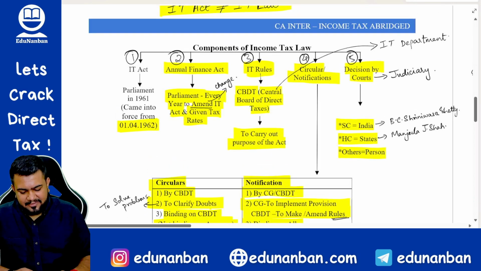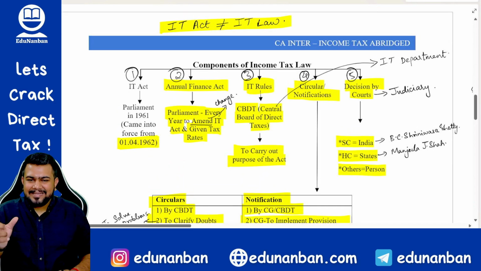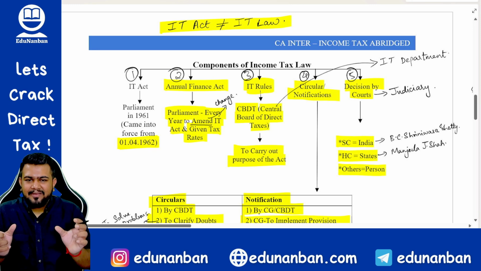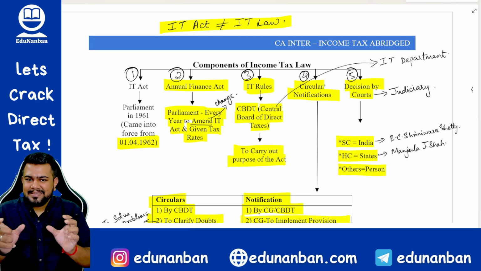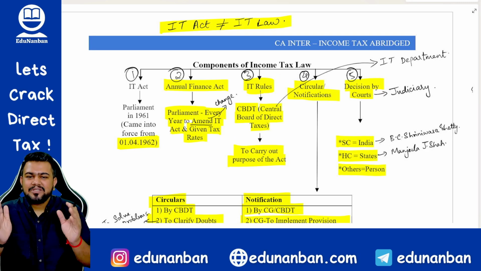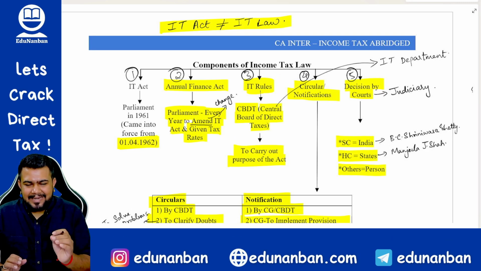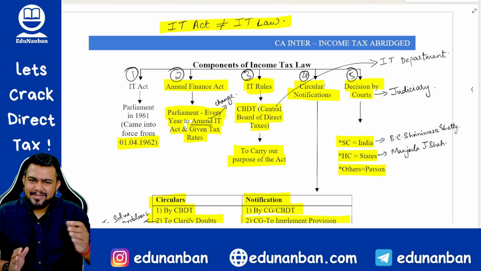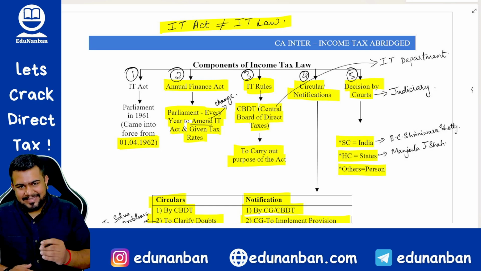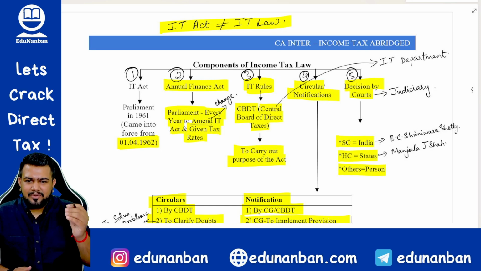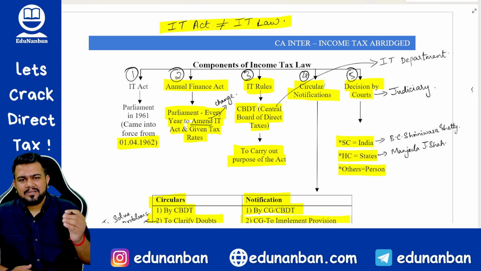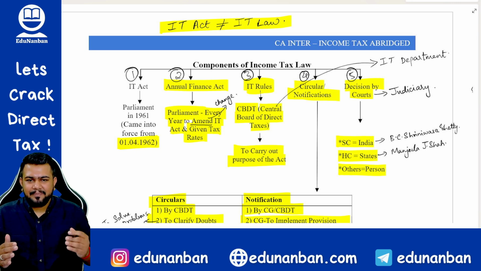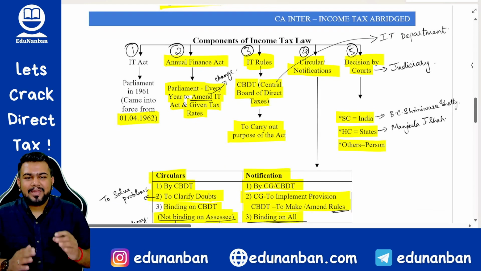Fine. In the previous videos, we had discussed the Income Tax Act and Income Tax Law. We had discussed that both are not one and the same. Income Tax Law is a much wider term and the Income Tax Act is only a component of the Income Tax Law, whereas there are 4 other components also. What are they? Finance Act, Income Tax Rules, Circulars and Notifications, and Decisions by Courts. We had discussed all of them in the previous videos. I hope you are able to recollect it.